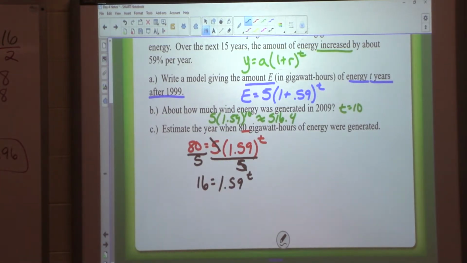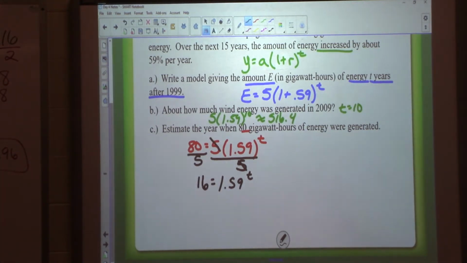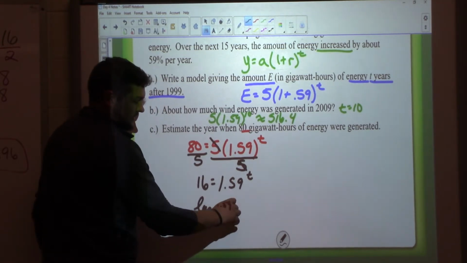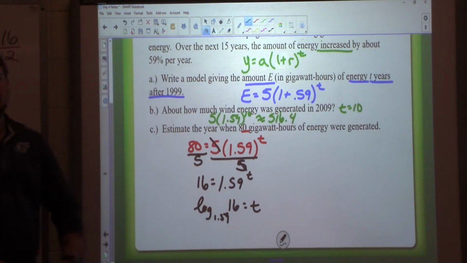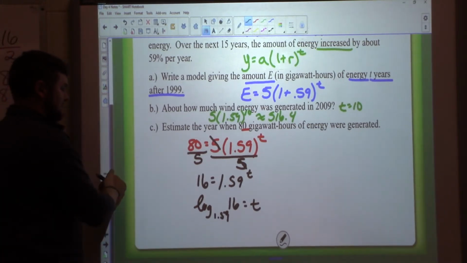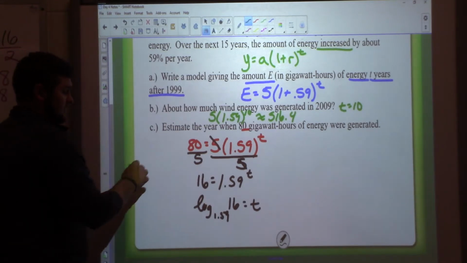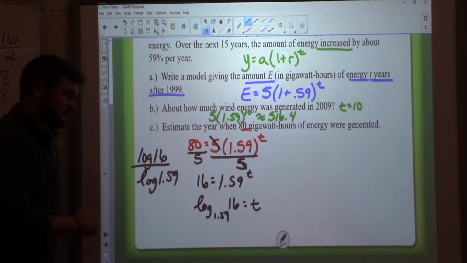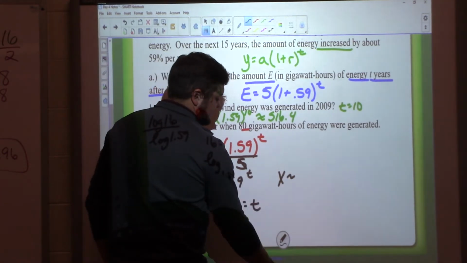Well, how do we say we solved that then? When we're in exponential form, we're trying to solve. What do we need to do? We just did it in our bell ringer. What did we do once we got our exponential part isolated? Switch it to log form. Right? So if I do this, I put in log base 1.59 of 16 equals t. And I can plug that right into my calculator to figure out how much time it took to get 80 gigawatt hours of energy. If you need to do change of base, it's log of 16 divided by log of 1.59 to the nearest tenth of a year. That's x, I want t.